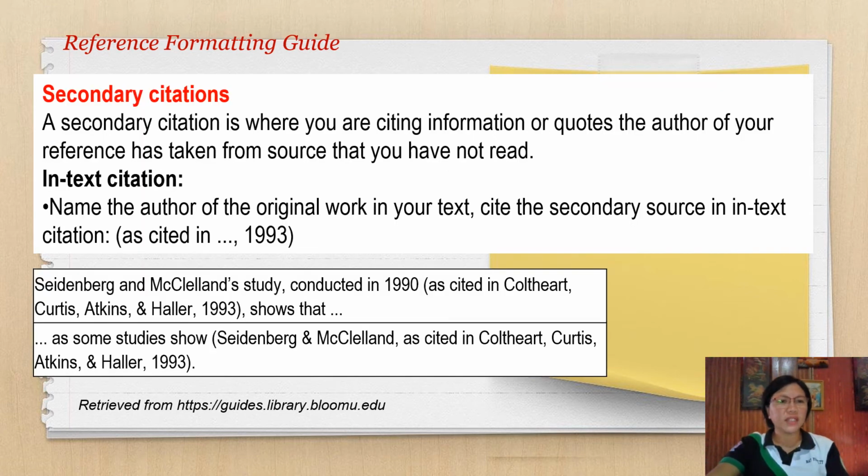For secondary citations, a secondary citation is where you are citing information or quotes the author of your reference has taken from a source that you have not read. Say, for example, the name of the author of the original work in your text, you have to cite the secondary source in in-text citation, as cited in 1993. So this is the example of that.